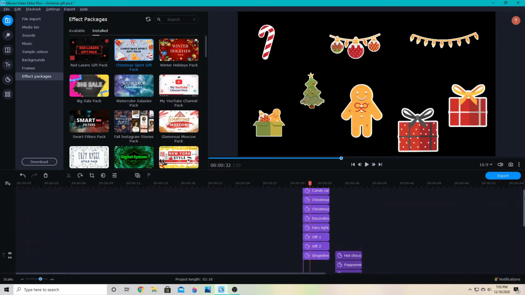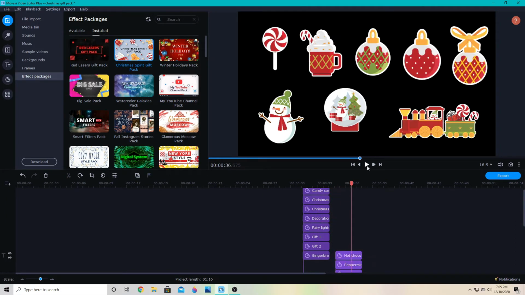So none of these stickers are animated. So you see if I play it, they all just stay as they are. And then you have this other set here. So some Christmas ornaments, snow globe, snowman, hot cocoa, train, and peppermint lollipop type thing there.